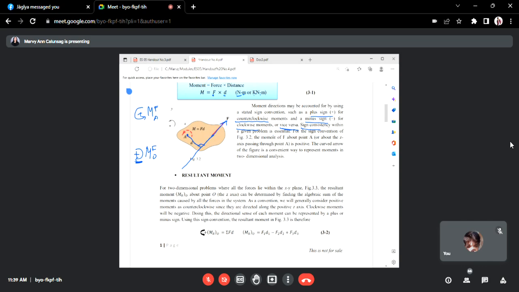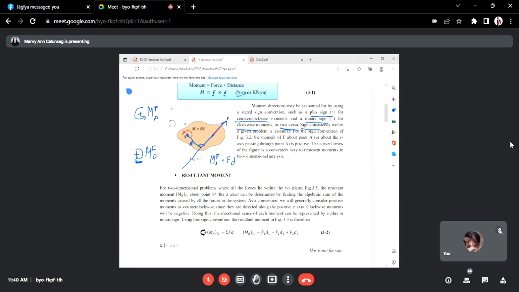Then we rotate it, taking the moment of F about point A. This is our perpendicular distance, D. So simply, the moment of force F about point A is equal to the magnitude of the force times the perpendicular distance, or the moment arm. It is a scalar quantity.